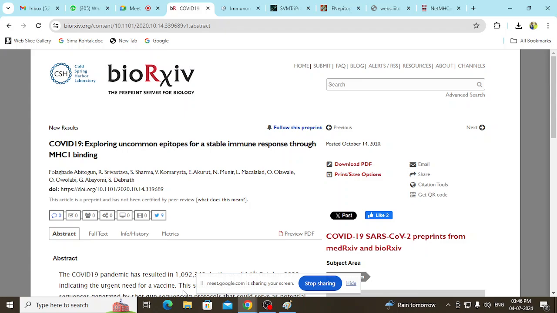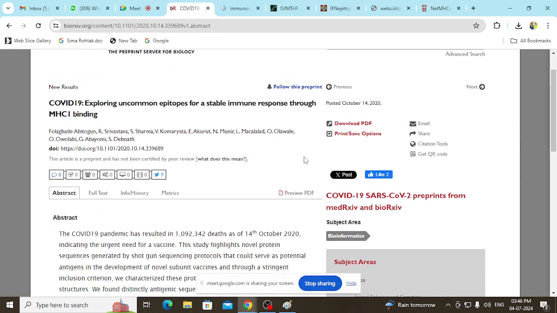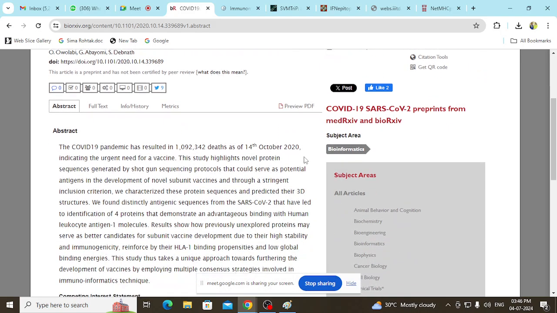So the reason behind that was the basic understanding of the COVID virus biology, that it's an RNA virus and therefore it will have random mutations, and eventually it will not be very effective. And after we understood this, we also tried to figure out whether there is any more epitope which can be explored for a vaccine, which will be more stable. So that was the idea.